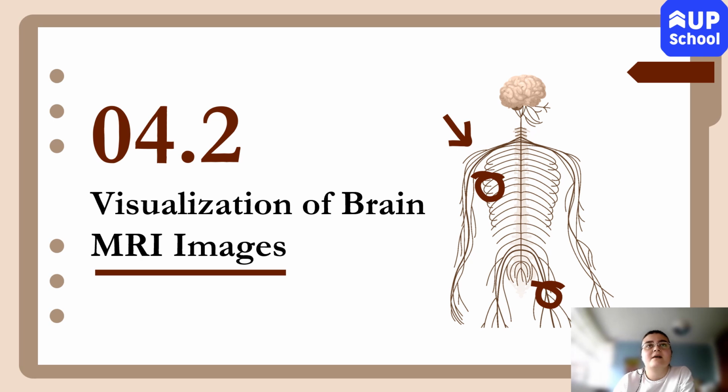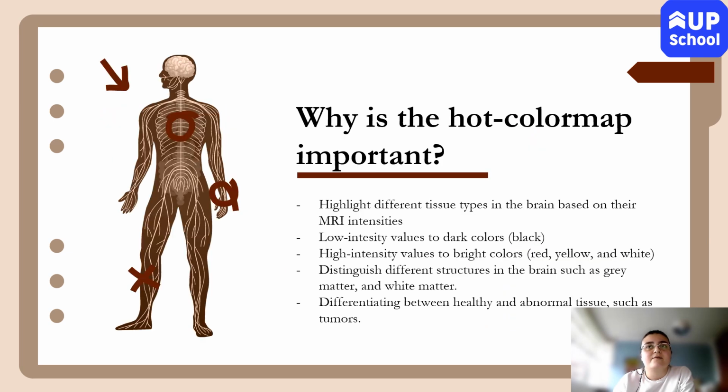In the second visualization part, I use a different color map, which is the hot color map. I want to explain first why the hot color map is important for medical imaging. It can effectively highlight different tissue types in the brain based on the MRI intensities. The hot color map maps low intensity values to dark colors, which are black, and high intensity values to bright colors, which are red, yellow, and white. It helps to distinguish different structures in the brain, such as gray matter and white matter. And it is also useful in differentiating between healthy and abnormal tissue, such as tumors.